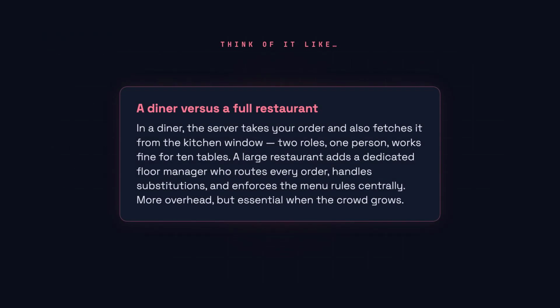Think of a small diner versus a large restaurant. In the diner, the server handles almost everything themselves. That is your two-tier model, lean and fast for a small crowd. The large restaurant adds a flow manager in the middle who centralizes all the decision-making so individual servers do not each have to know every rule. That is exactly what a middle application tier does for software.